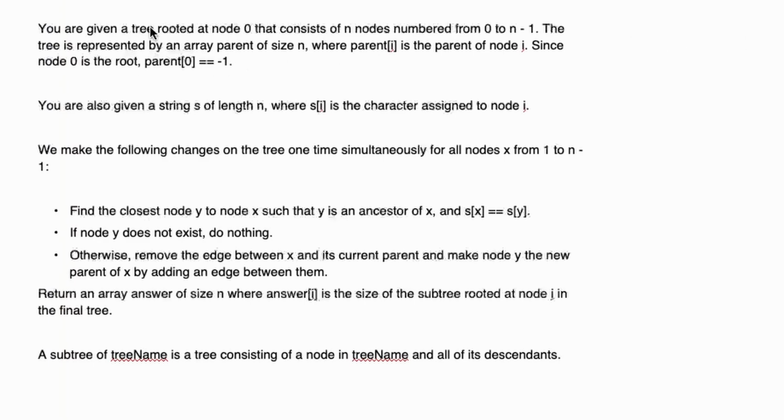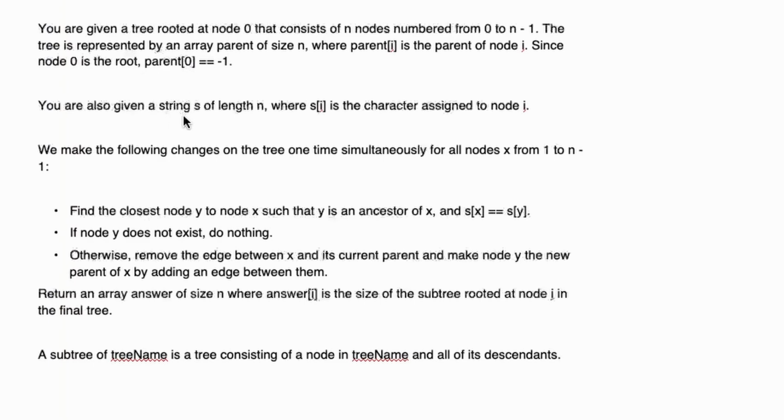So this question reads that we're given a tree rooted at 0 that consists of n nodes numbered from 0 to n minus 1. The tree is represented by an array parent of size n, where each element in the array denotes what that node's parent is, and the edge case is that node 0 has a parent of -1, since technically it is the root of the tree and has no parent.